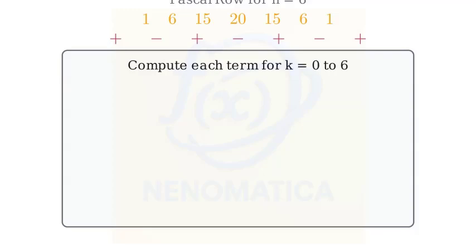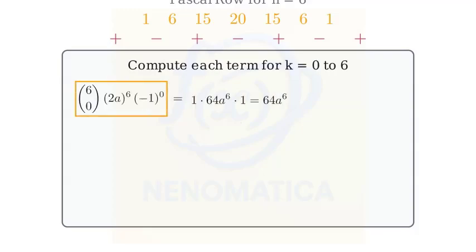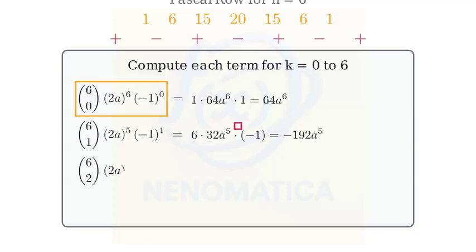k equals 0. 6 choose 0 times 2i to the 6 times negative 1 to the 0 equals 64i to the 6. k equals 1. 6 choose 1 times 2i to the 5 times negative 1 to the 1 equals negative 192i to the 5. k equals 2. 6 choose 2 times 2i to the 4 times negative 1 to the 2 equals 240i to the 4.